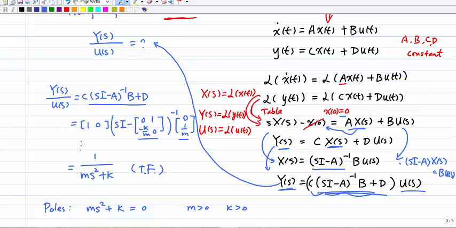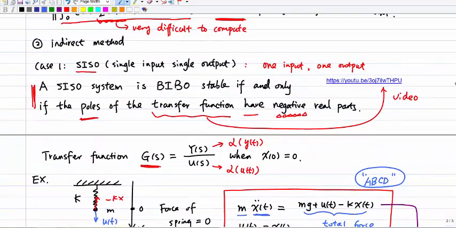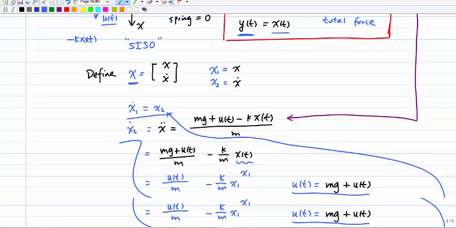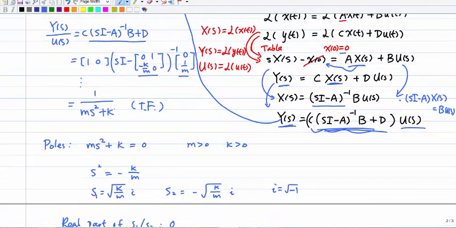Okay, so if you look at this one, the condition for BIBO stability is to check the poles of the transfer function to make sure the poles have negative real parts. So what are the poles? The poles are found when you set the denominator of your transfer function to be 0. This is my denominator, you set it to be 0. That's how you compute the poles.